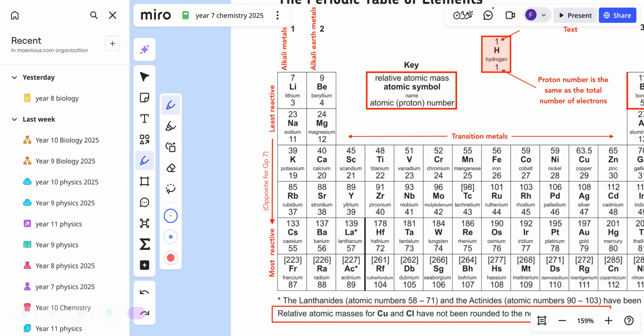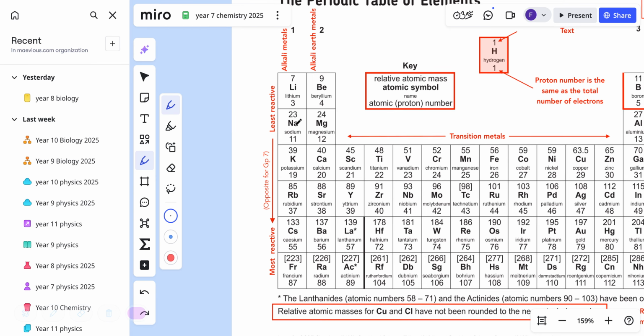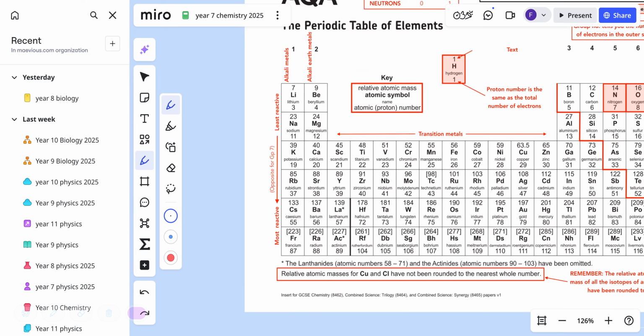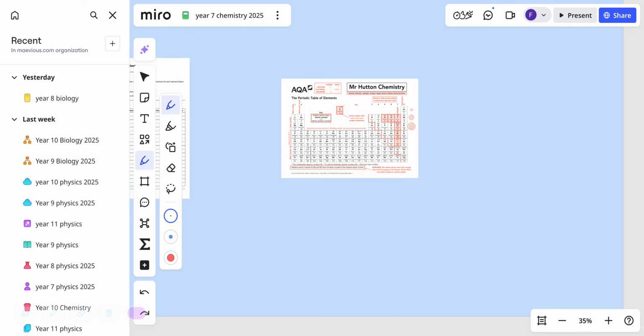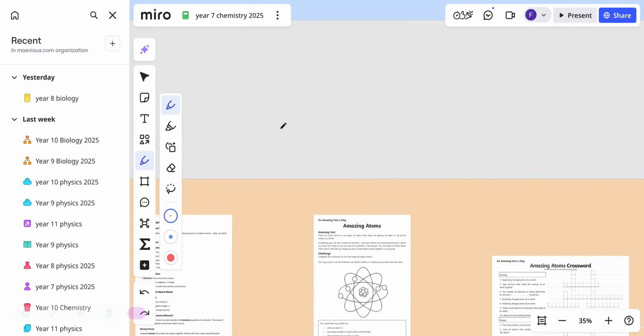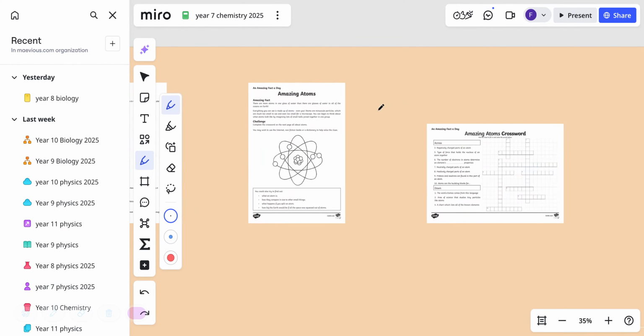So, what we're going to do today, we're going to do two things. The main chunk of today's lesson is really working out what an atom is made of. And that's the first part of the lesson. You've got a worksheet here. The second part is actually a crossword.